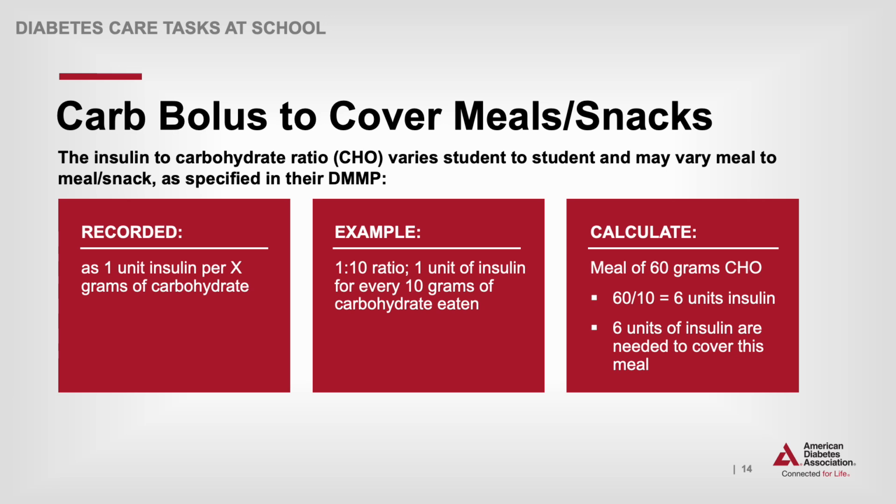The DMMP specifies how much carbohydrate each 1 unit of insulin will cover or match, calculating the insulin to carbohydrate ratio. For example, a common ratio is 1 to 10, usually stating 1 unit of insulin per 10 grams of carbohydrate. To calculate for a meal that contains 60 grams of carbohydrate, with the ratio being 1 to 10, we would take the 60 grams and divide it by 10 to get 6 units of insulin for the correct dose.